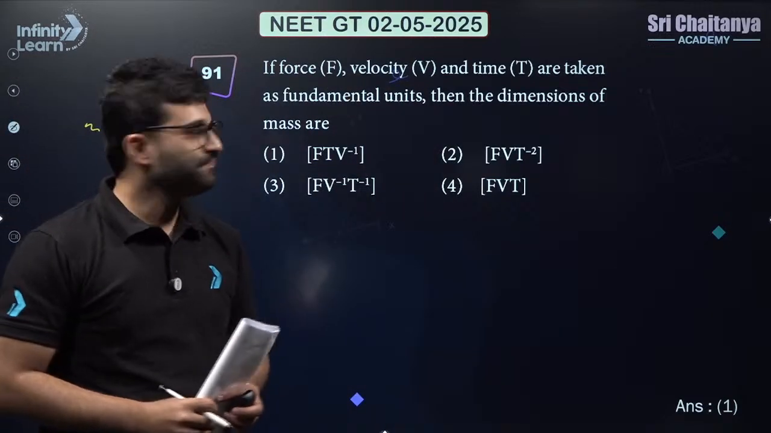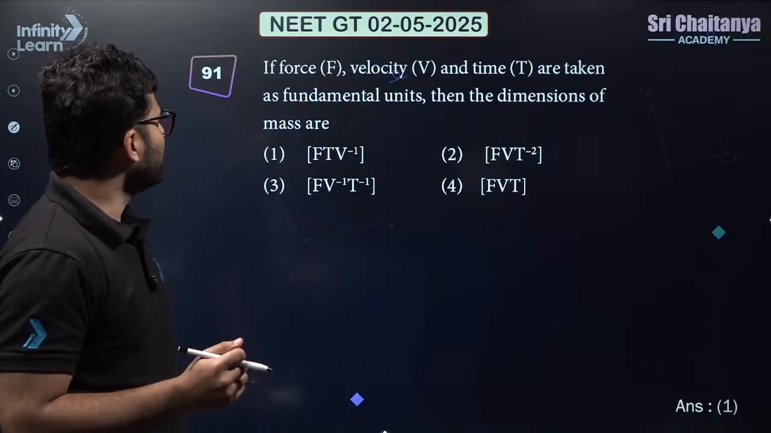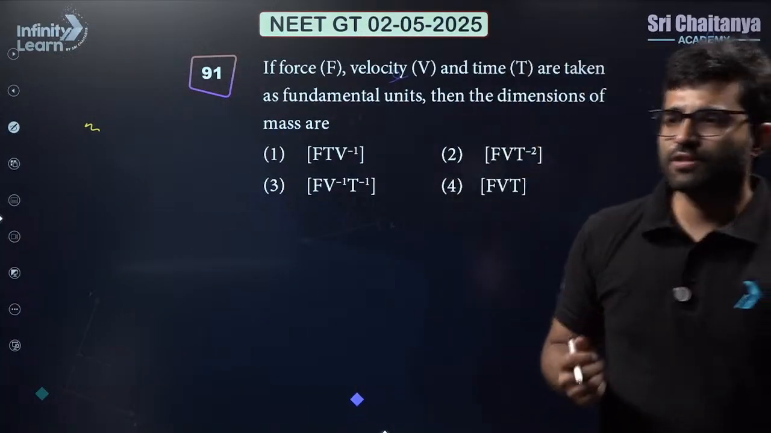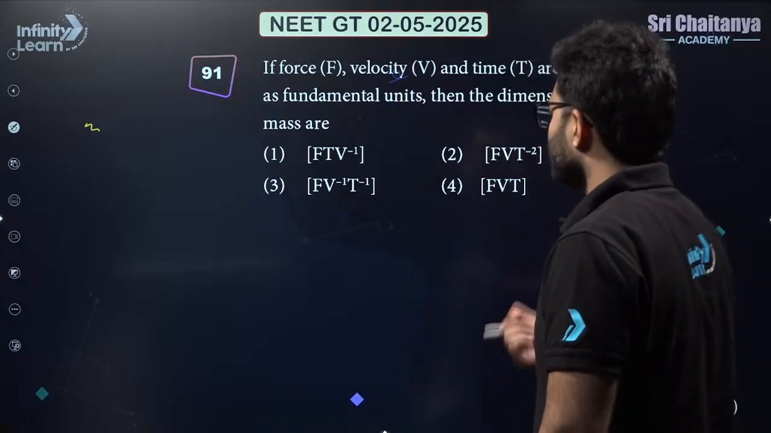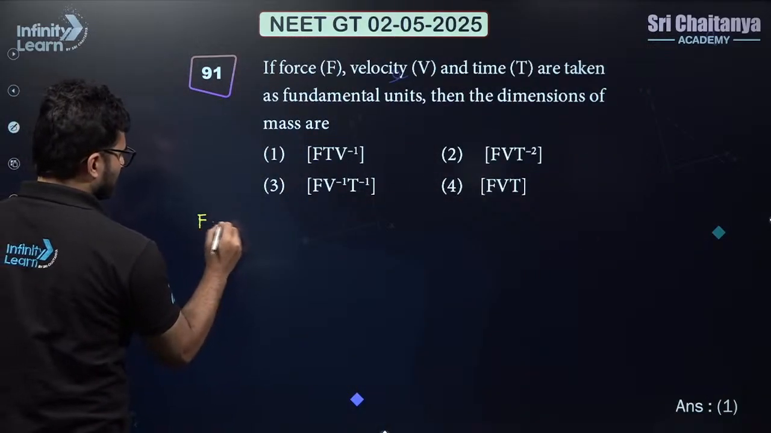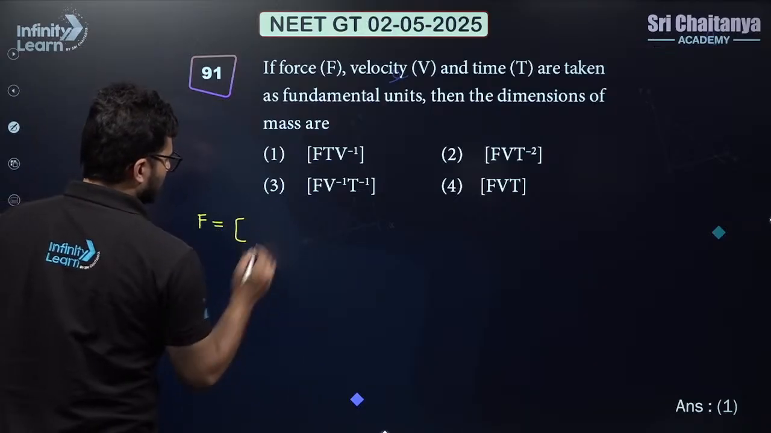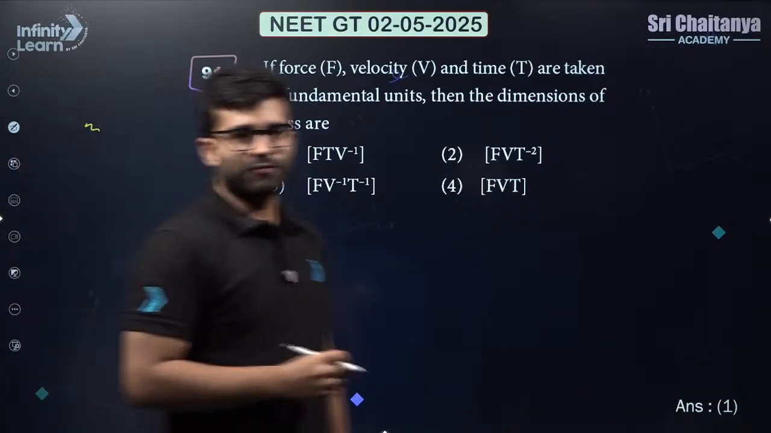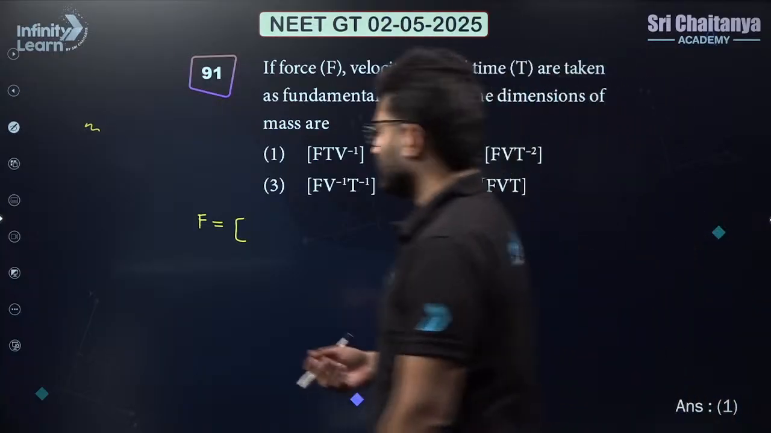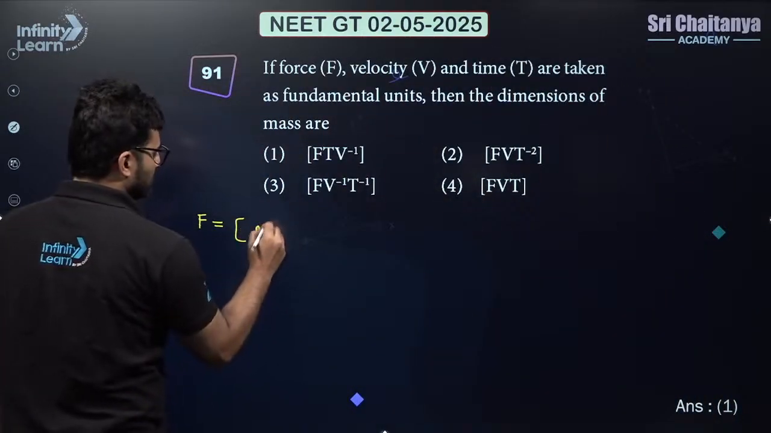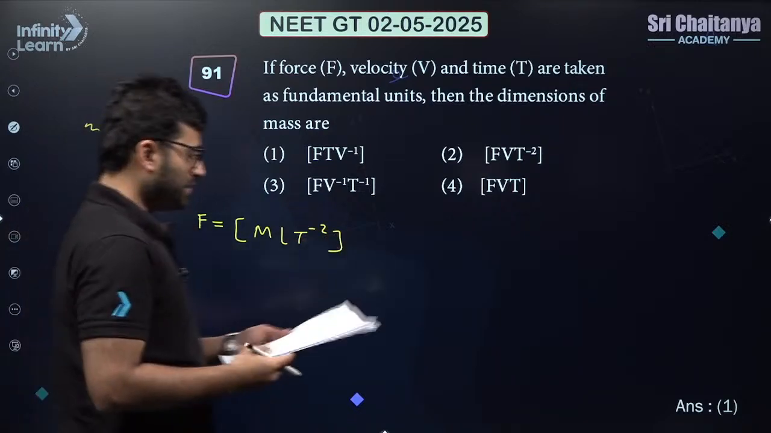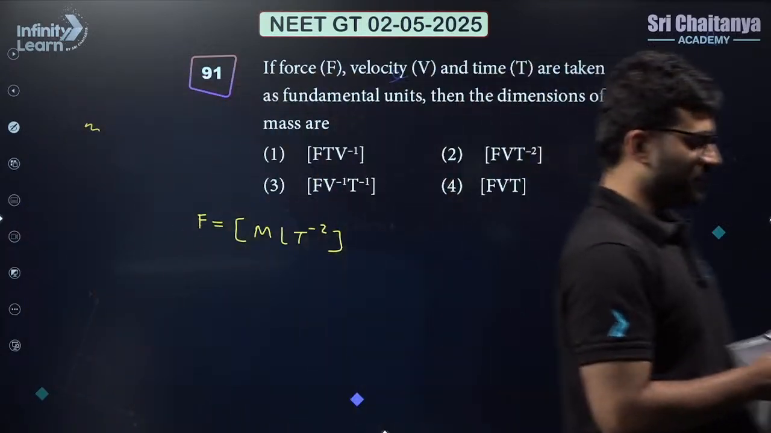Let us see. If force, velocity and time are taken as fundamental units, then what is the dimension of mass? So basically this question is based on dimensions, right? Do you know the dimension for force? Yes. So what is the dimension for force? The force is nothing but mass into acceleration, right? So let us try to do it. So M L T to the power minus 2, that is my force. Just a minute, I have the paper with me.